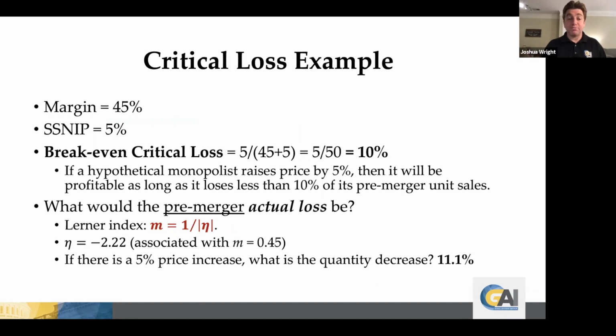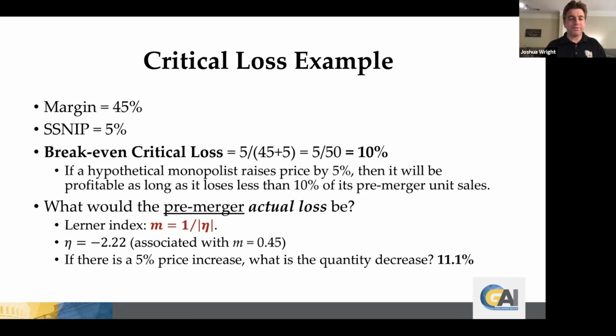Okay. So my break-even critical loss analysis, what do I need to know? If a hypothetical monopolist raises its price 5%, then it will be profitable so long as it loses less than 10% of its merger sales, right? So I've calculated my critical loss that's sort of break even, right? It's going to have to lose 10% of its sales in order to break even, given an increase in the margin of 5%, okay?